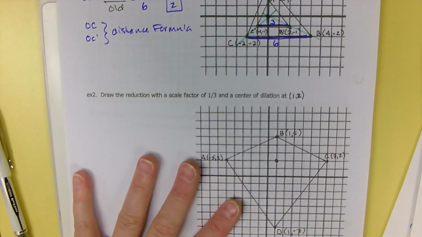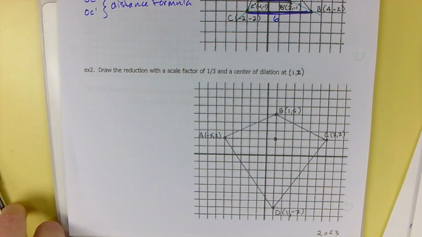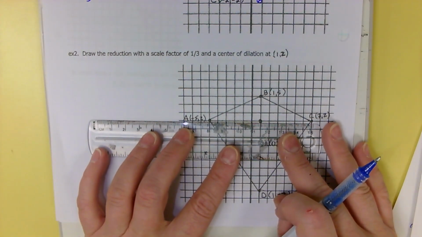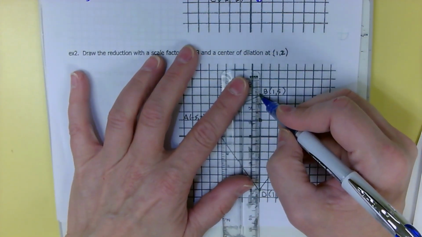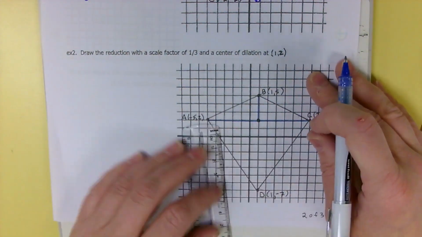Okay, example 2. Draw the reduction with a scale factor of 1/3 and a center of dilation at 1, 2. All right, so this one's different. The center of dilation is not at the origin, so some of our stuff won't actually work. First thing you want to do, because you want to know where to position the points, your new A prime, B prime, C prime will be, again, each of them will be on their own little spoke through the old point and the center of dilation.